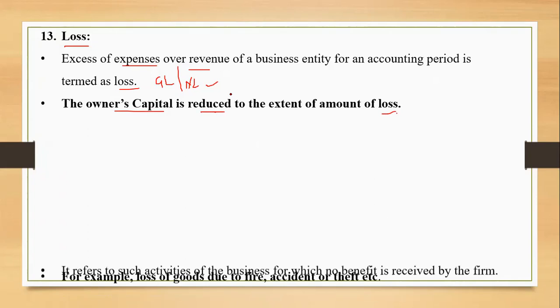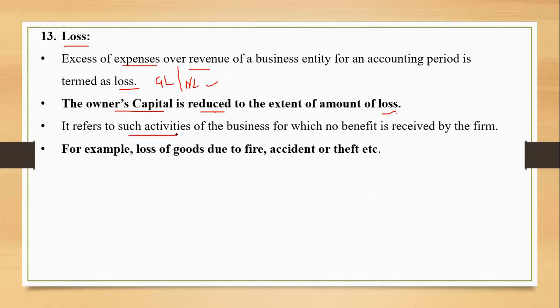Owner's equity reduces. It refers to such activities of the business for which no benefit is received by the firm. When paying salary, I will call the salary an expense, not a loss, because against the amount of salary that I pay, I have received the services from the employees. Against that I am making the payment. So that's an expense. But when you talk about a loss, for such activities no benefit is received by the firm. Examples you can see over here: loss of goods due to fire or due to accident, or loss by theft, anything. So these are the various examples of losses.